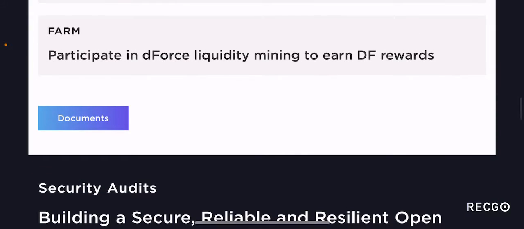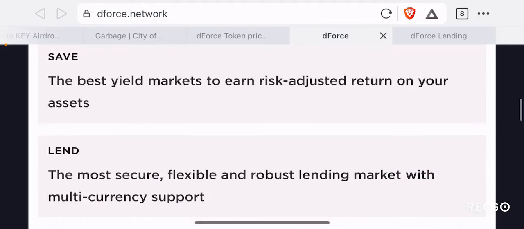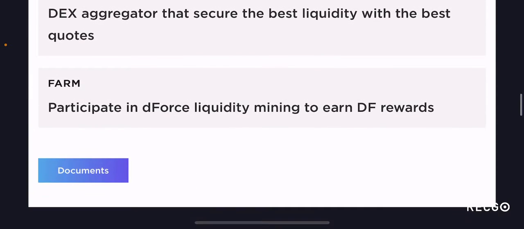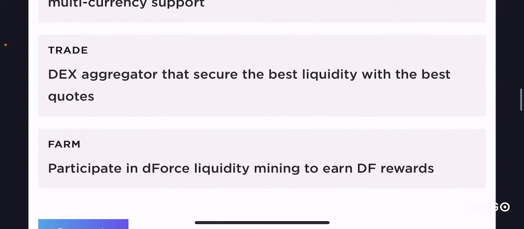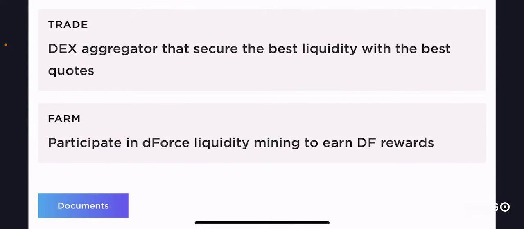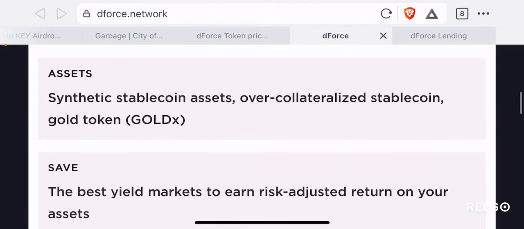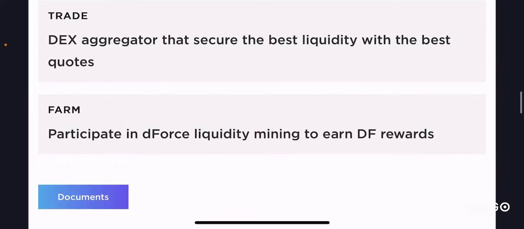Farm, participate in DForce's liquidity mining to earn the DF rewards. So if you want to earn their native cryptocurrency, which is basically DF tokens, you can earn by participating in liquidity mining on their platform, right? So again, there are several different ways by which you can put your assets to work. So again, just to clarify, DForce is a platform that aims to have all of these features in one place, despite these features being available on multiple different platforms.